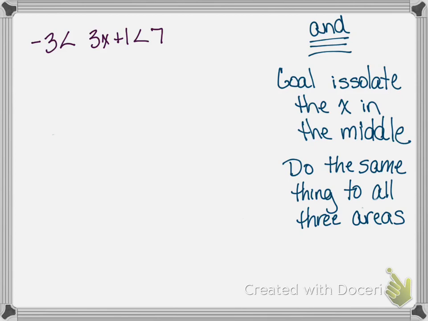So here I've got 3x plus 1. That's what's in the middle. So the first thing I'm going to do is get rid of that 1. And the way I get rid of that 1 is by subtracting. Then I'm left with 3x in the middle. So then I just bring everything down. 7 and negative 1 gives me positive 6. Negative 3 and negative 1 gives me negative 4.